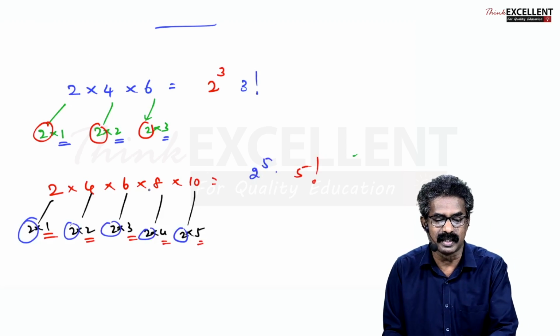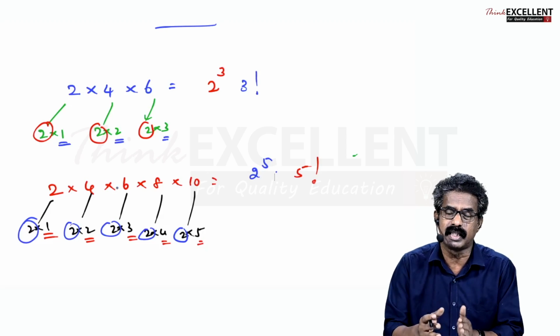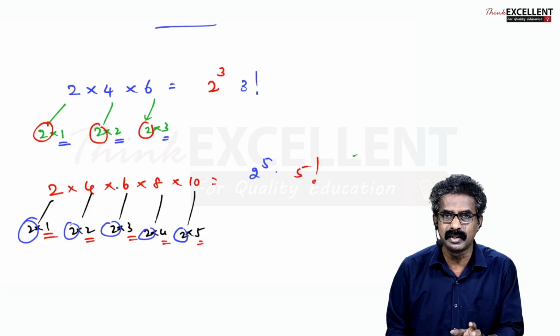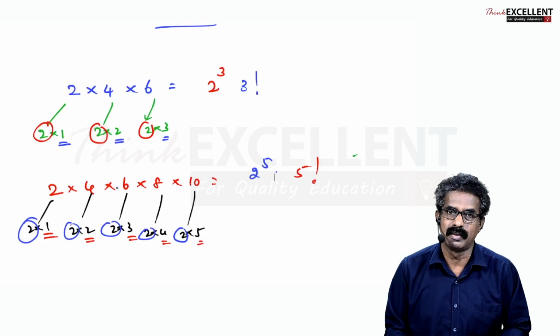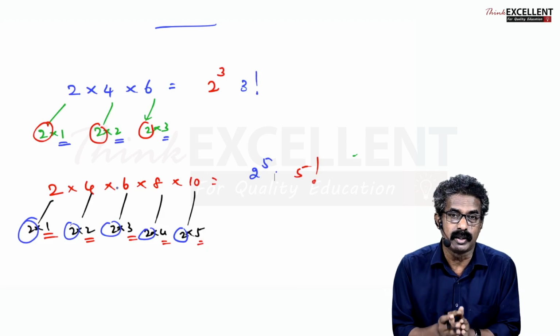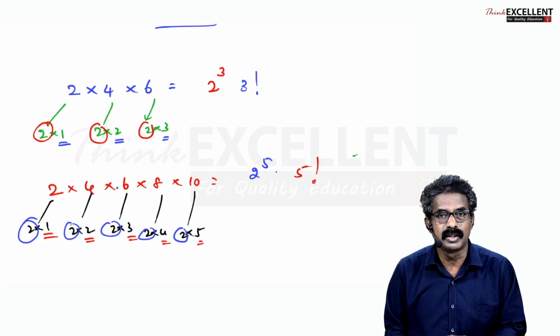So now you can guess, I think, right? 2 into 4 into 6 into 8, and continuously, even numbers, 2, 4, 6, 8, you multiply. See how many numbers are there? If there are 5 numbers, 2 raised to 5, 5 factorial. If there are 3 numbers, 2 raised to 3, 3 factorial. If there are 10 numbers, 2 into 4 into 6 into like that, continuously, even numbers, 10 numbers, 2 raised to 10 into 10 factorial.